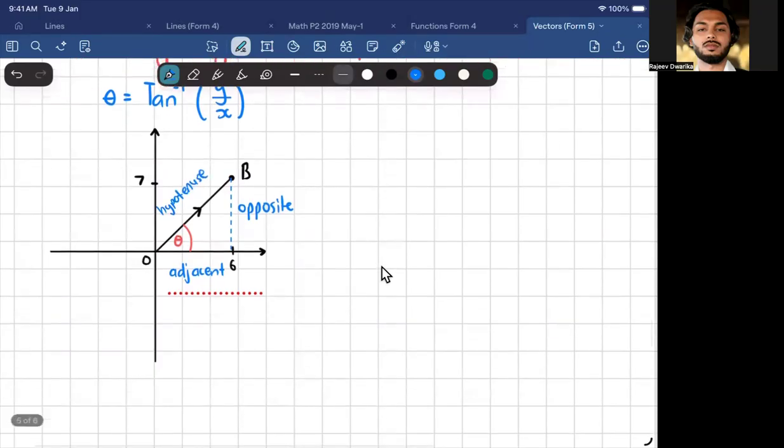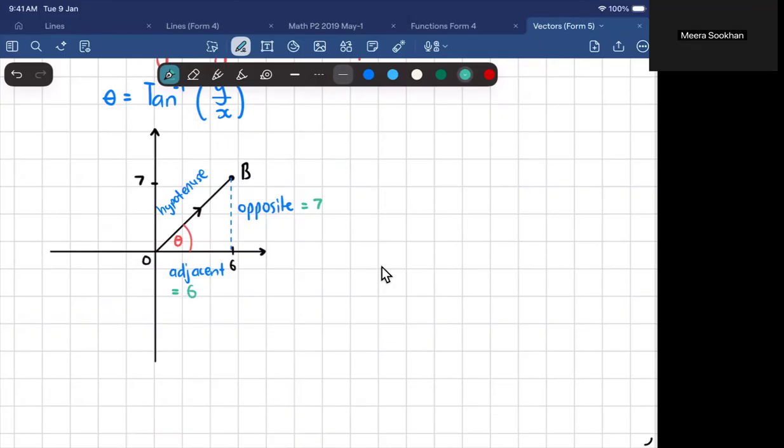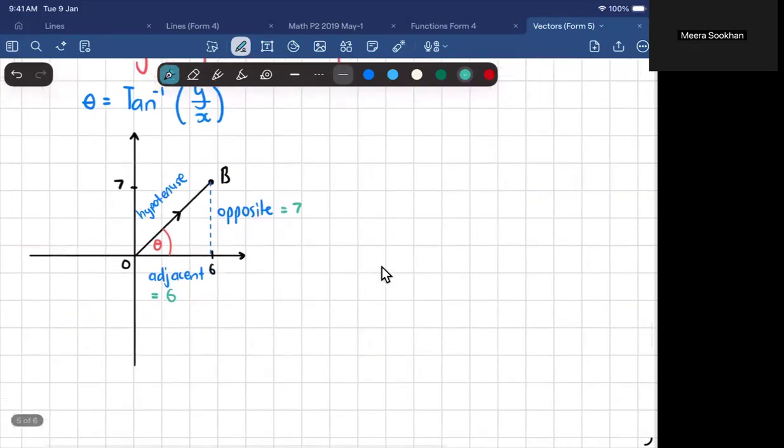Okay, do you understand that we know the length of the opposite? The length of the opposite is 7, and the length of the adjacent is 6. Yes or no? Yes. And we want to find an angle, right? Yep. Great. So what two pieces of information do I have? You have the opposite, the length of the opposite side, and the adjacent.